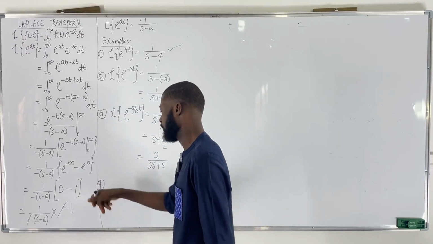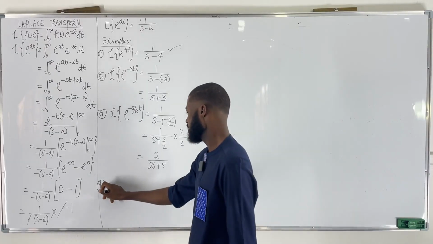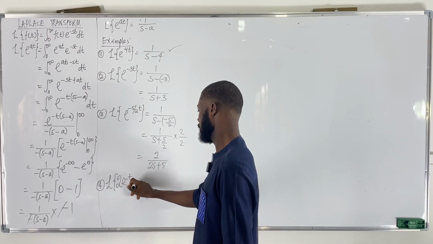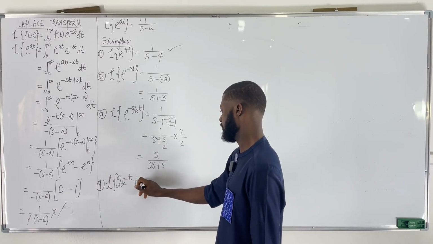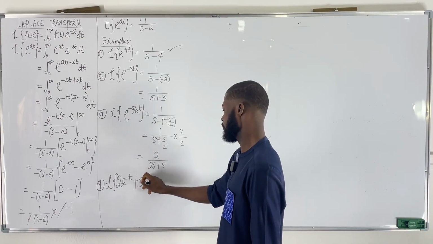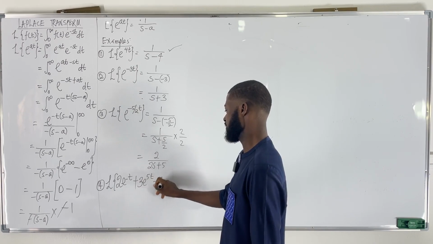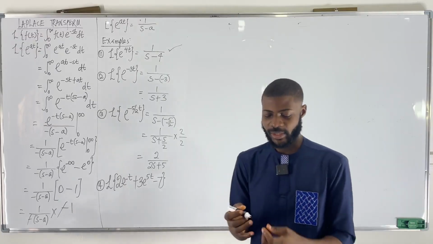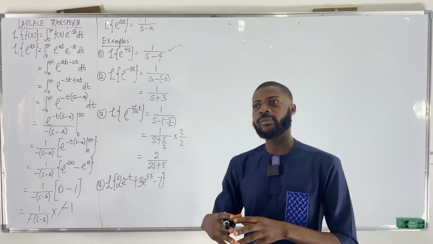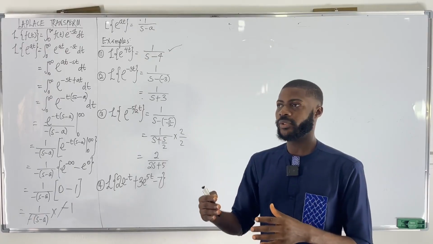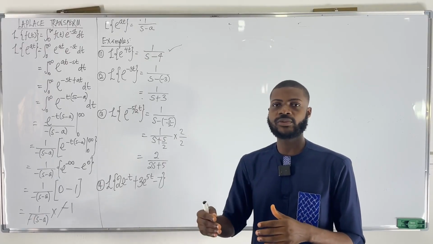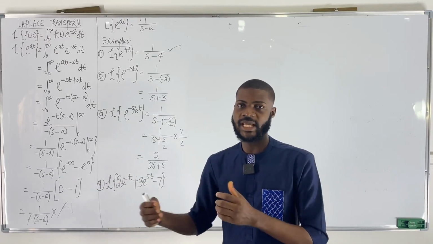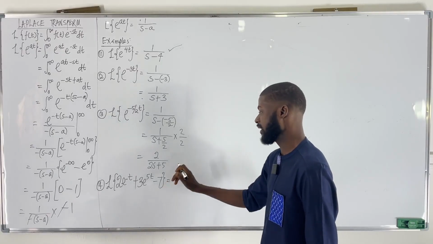So let's take one more example. Let's say we have number 4. It's going to be a little bit different. Let's say we have the Laplace transform of 2e to negative t plus 3e to 5t minus 7. All right. It's looking as if it's a tricky one. But here's the thing. The Laplace transform is linear. So what it means is when you have an addition and subtraction, what you have to do is to take the individual transform of each term. That's what you do.